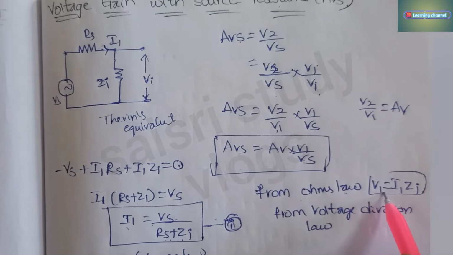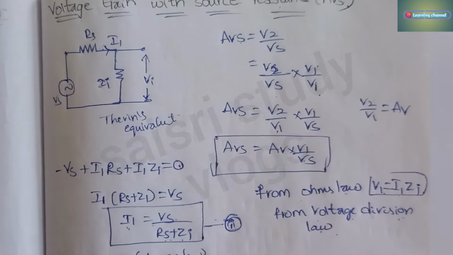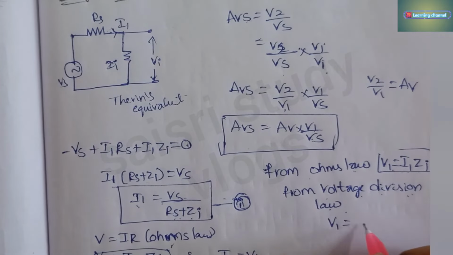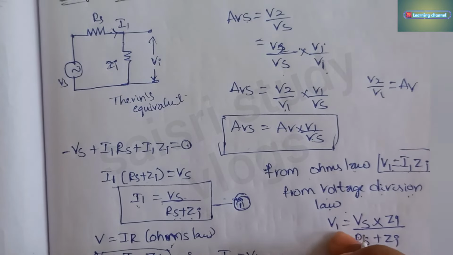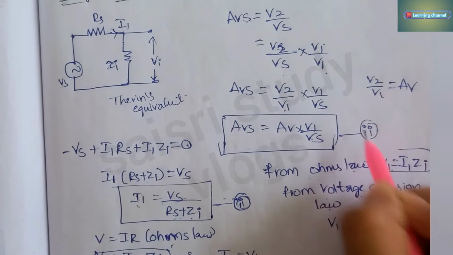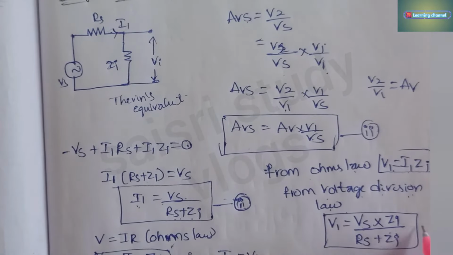From Ohm's law we have V1 is equal to I1 Zi. From the voltage division law, if you don't know what is meant by voltage division law, just watch a video. I will drop the link in the description box or I will pin it in the comment box. So from the voltage division law we can write V1 is equal to the total voltage source Vs into Zi by Rs plus Zi, where we have to find the voltage at Zi. So this is the V1 value. Just substitute this value in equation number 2.